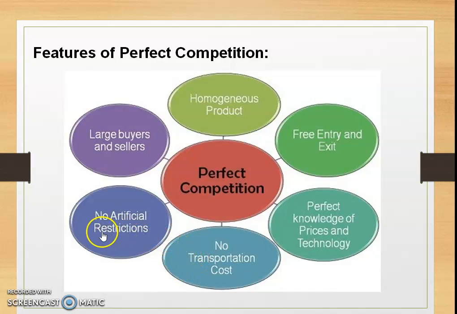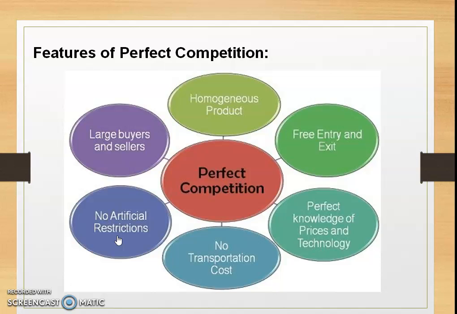Next one, the no artificial restriction. That is the absence of government and artificial restrictions. Under perfect competition, both the buyers and sellers are free to buy and sell the goods and services. This means any customer can buy from any seller and any seller can sell to any buyer, isn't it? Thus, no restriction is imposed on either party.